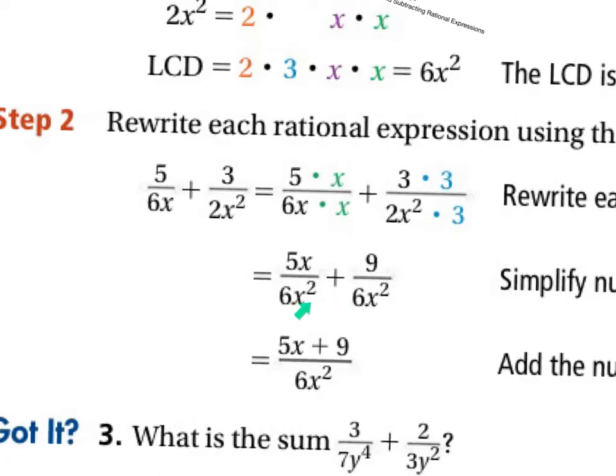At that point, denominators are the same. We can just add the numerators together, which would give us 5x plus 9 all over 6x squared. And once again, if you want to put parentheses around the numerator, so we make sure we don't cancel unless we see another 5x plus 9 somewhere, then you can do that.